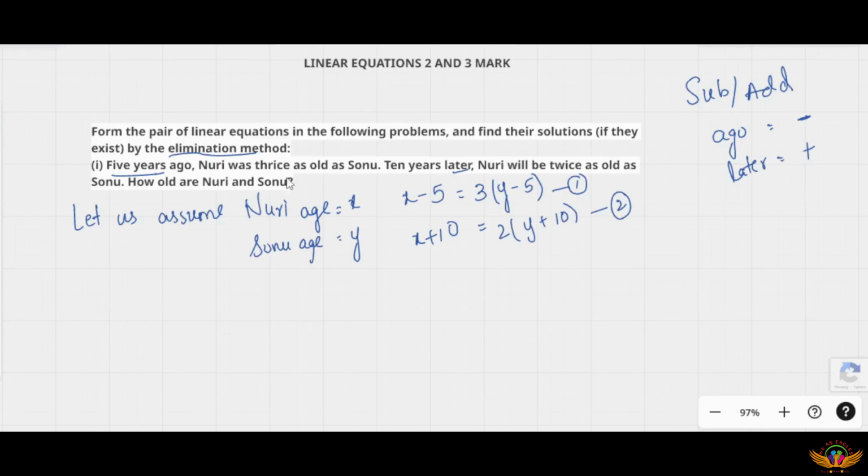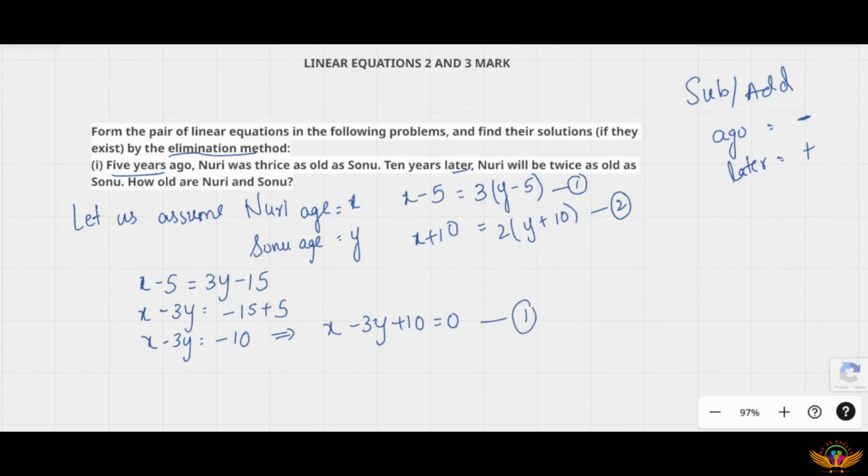Now let us solve it neatly. So we will get x minus 5 is equal to 3y minus 15. That is equal to x minus 3y is equal to minus 15 plus 5. x minus 3y is equal to minus 10. Bring all the terms to one side: x minus 3y plus 10 is equal to 0 is our first equation.